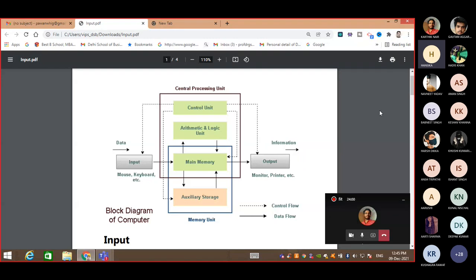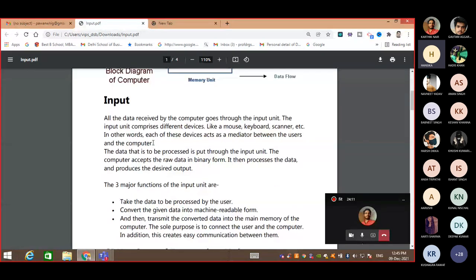See, what is input? Input is devices like mouse, keyboard, scanner. I already told you these are the input devices through which we take the data. The function of the input unit is to take the data to be processed from the user, convert the given data into machine readable form, and then transmit the data to the main memory of the computer. The sole purpose is to connect the user with the computer. So the input unit is responsible for connecting with the computer.